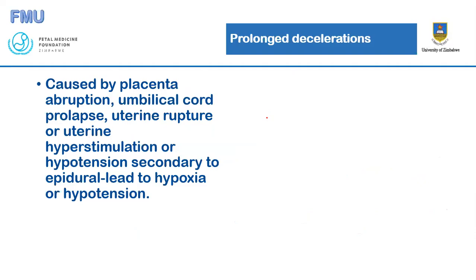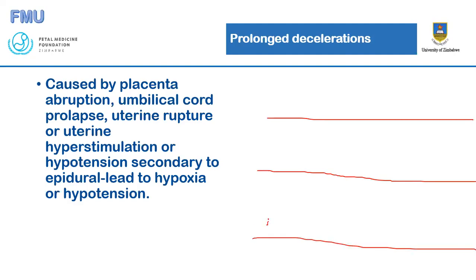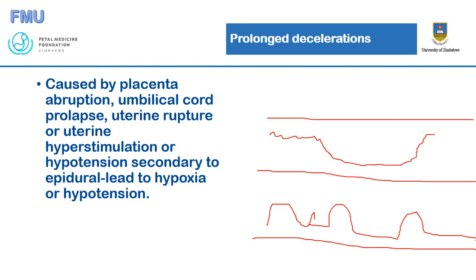Prolonged deceleration is normally seen in cases where there is placental abruption, umbilical cord prolapse, uterine rupture, or uterine hyperstimulation or hypotension secondary to epidural. So what we will see is that it may have no relationship with contraction, but these are contractions here. Then we're going to see the baby's heart rate, which was like this. Then we have this deceleration that stays and then comes back to normal, and it's more than 3 minutes here. This deceleration should be more than 3 minutes. So that is a prolonged deceleration that we see with this kind of condition.